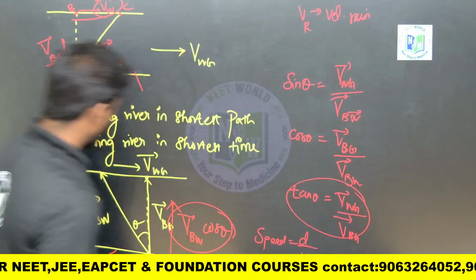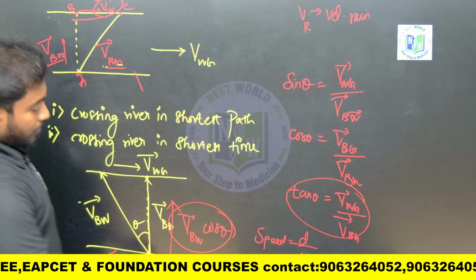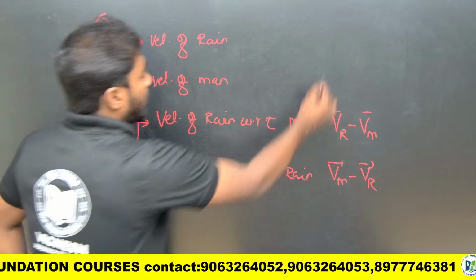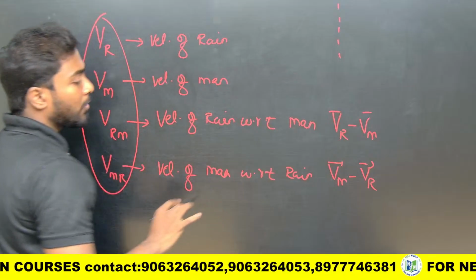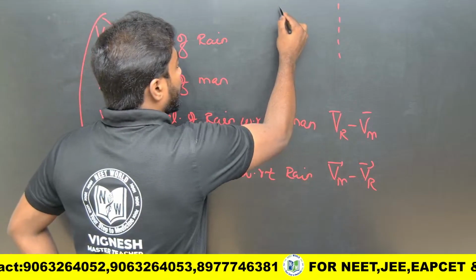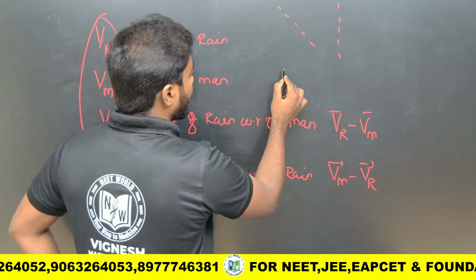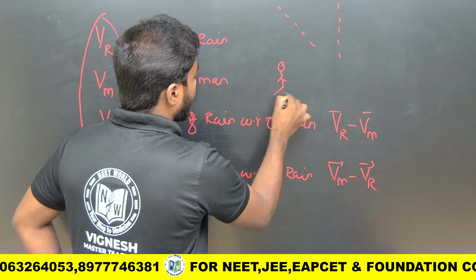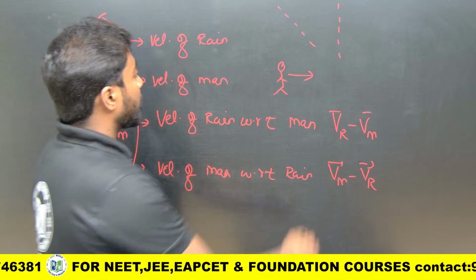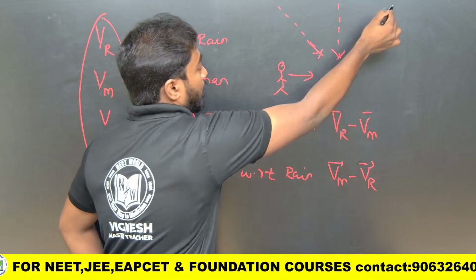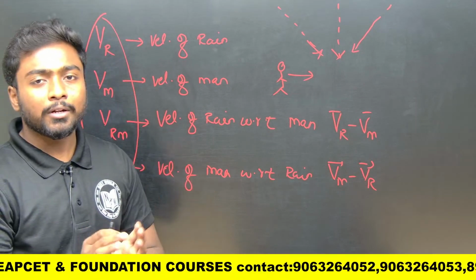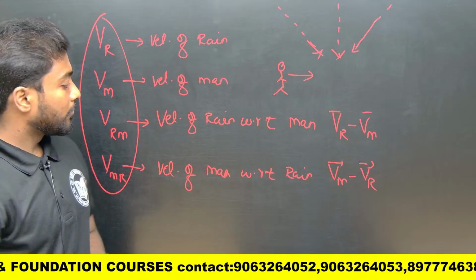So in the previous case, the same concept only. If the rain is coming like this, at what angle do I need to keep the umbrella? Or if the rain is coming like this and a person is walking like this. Sorry guys, I am weak in drawing. So rain is coming like this, or else like this. I need to find at what angle I need to keep the umbrella so that I will not be wet.